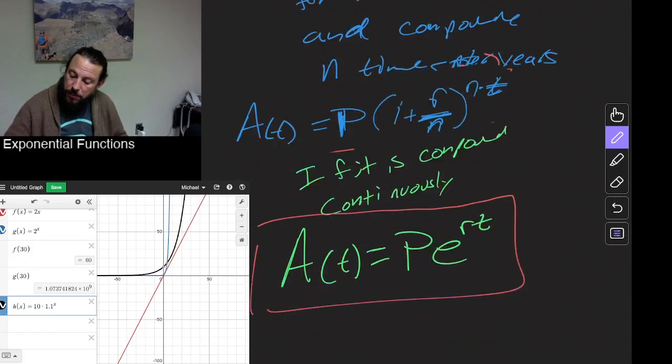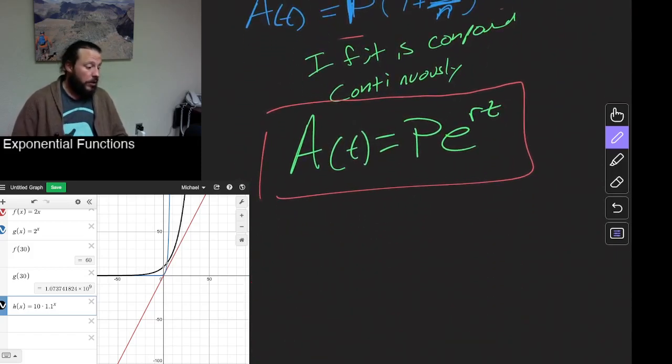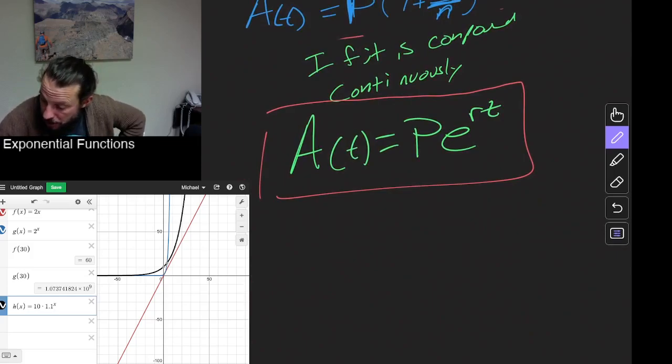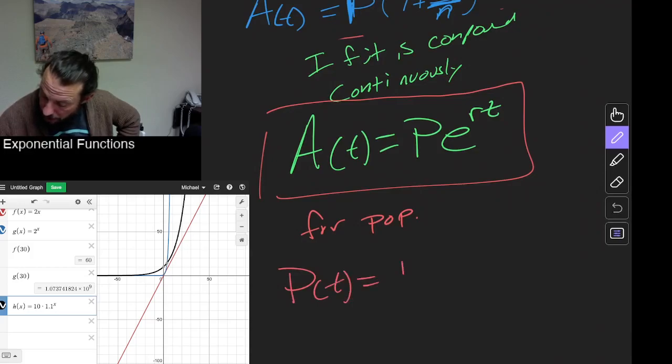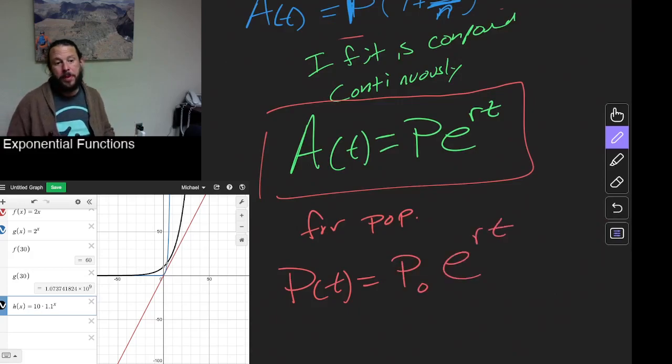I should maybe mention that if a population is increasing continuously instead of every hour or something, more like a birth rate would happen, right? Then that also follows for a population: P of t equals our initial population, P naught, times e to the rt. Very similar there. All right.